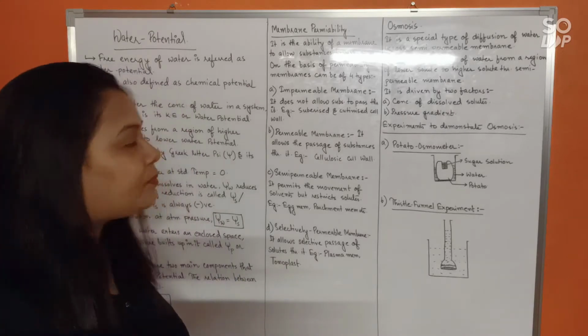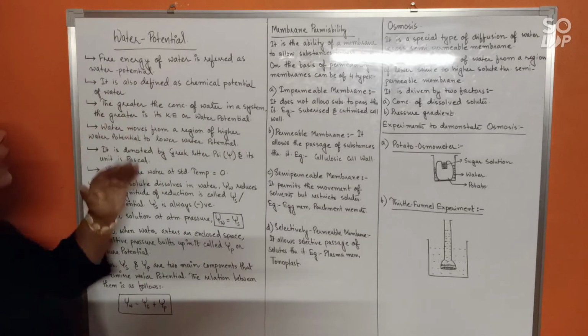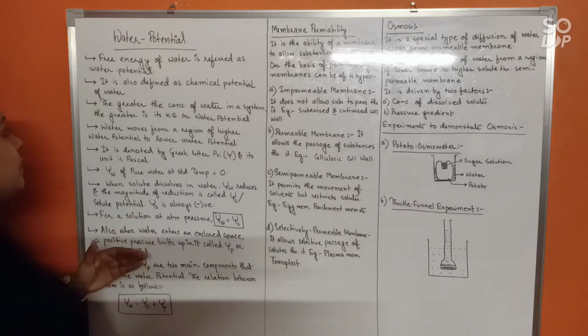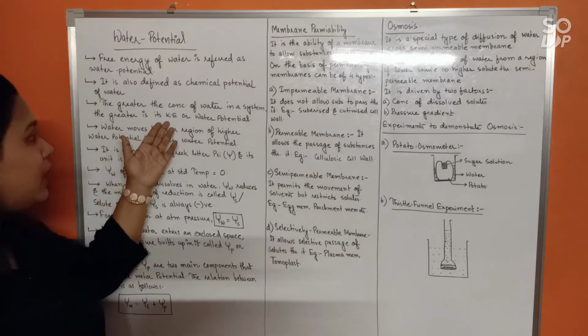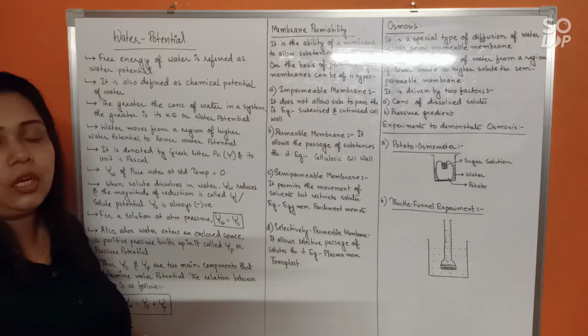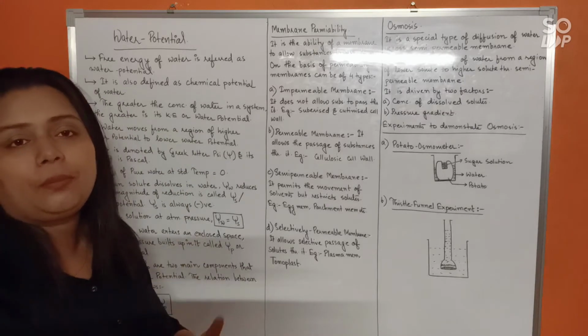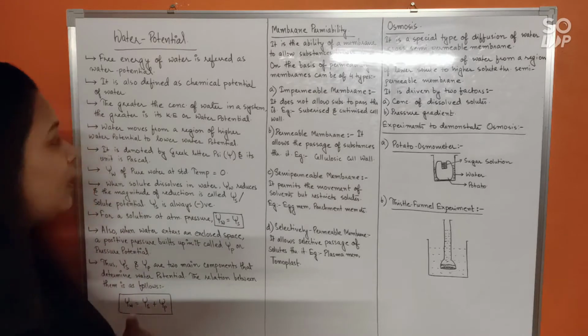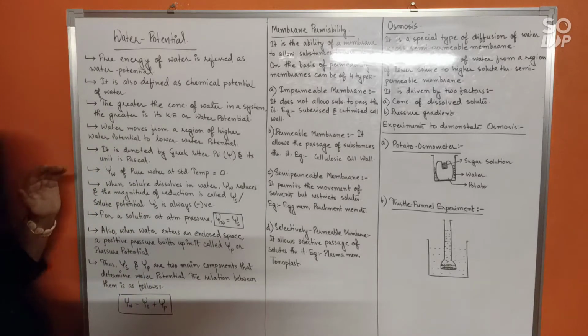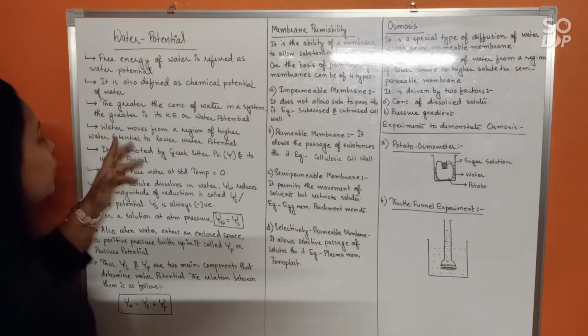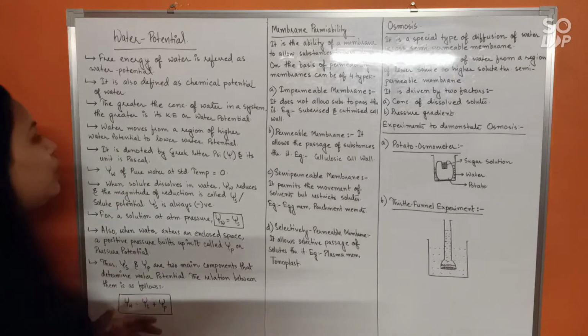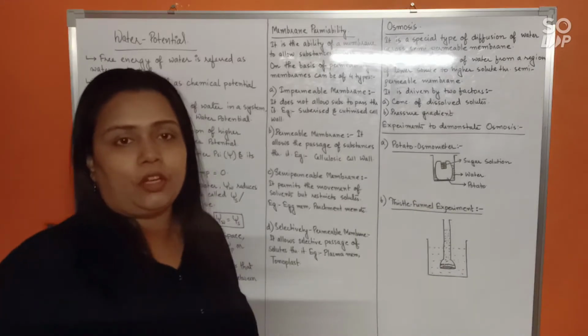Is that clear? Now see, the greater the concentration of water in a system, the greater is the kinetic energy and hence water potential. The more the concentration of water, of course, the more will be water potential. Okay. Now, also another important thing to mark here is that water always moves from a region of higher water potential to lower water potential.